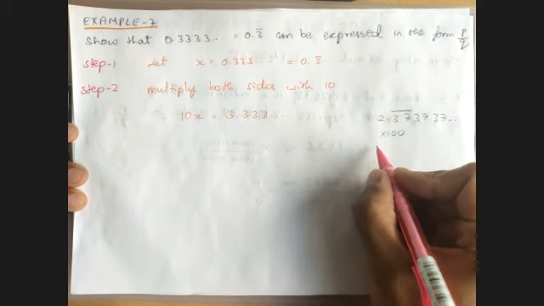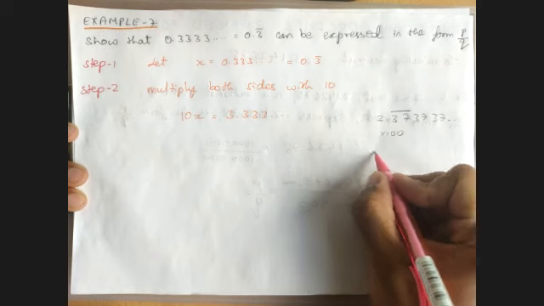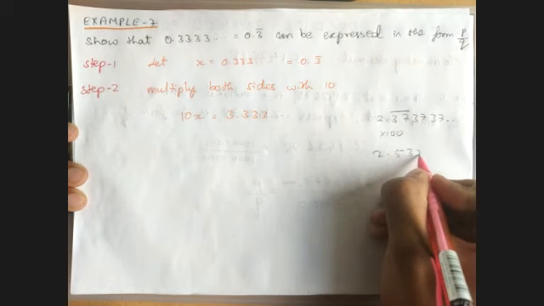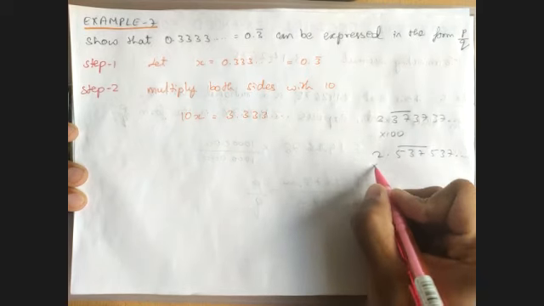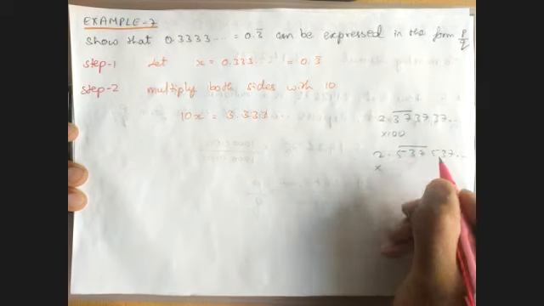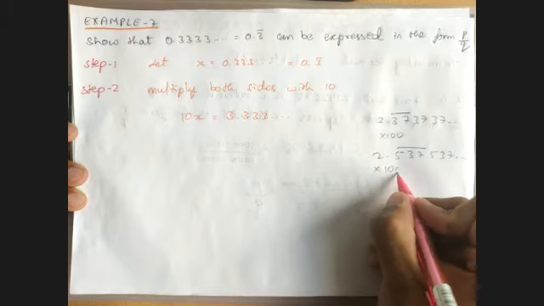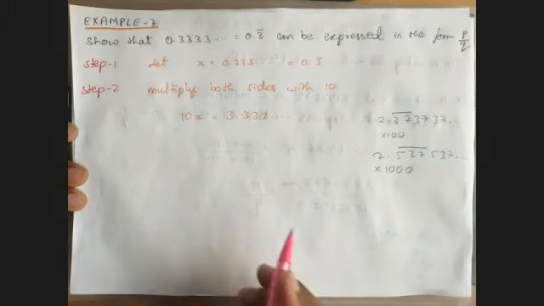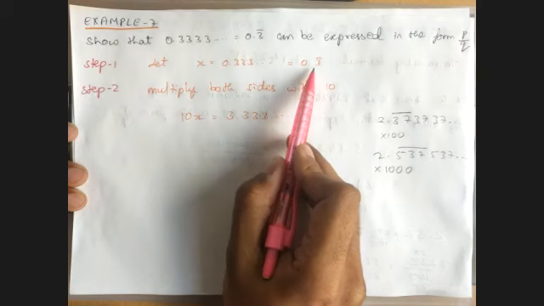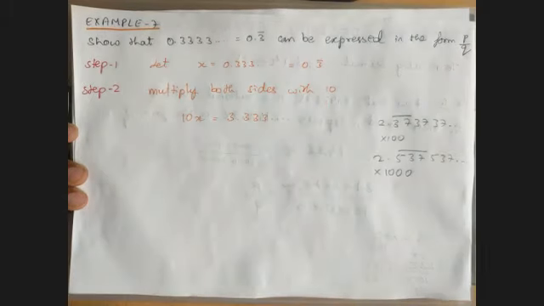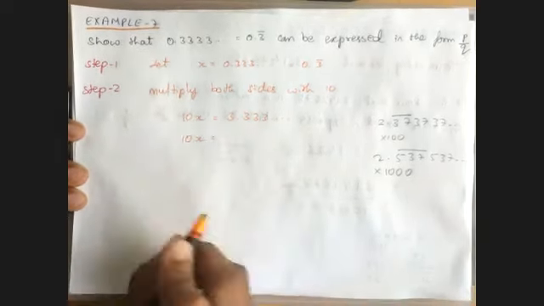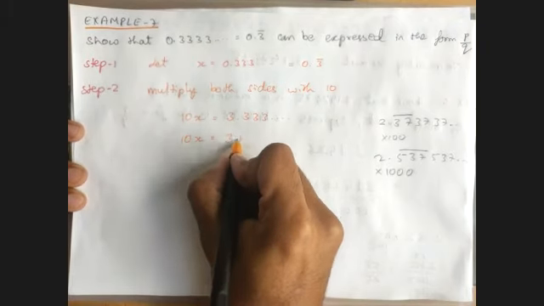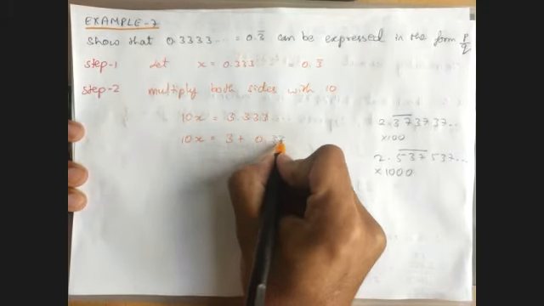Let us take 2.537537, which is repeating. I have to shift this by 3 digits, so I have to multiply this by 1000. Here I have only one repeating digit, so I'm multiplying this by 10. So now what I'll do is I will write this as 3 plus 0.333 repeating.